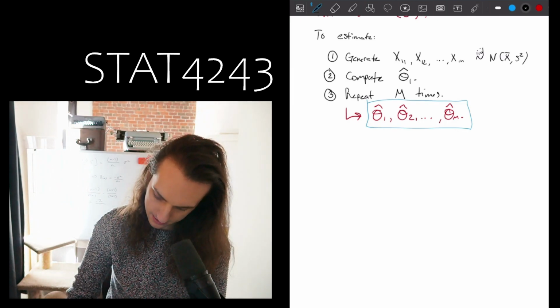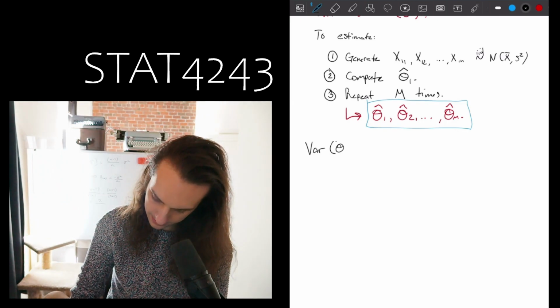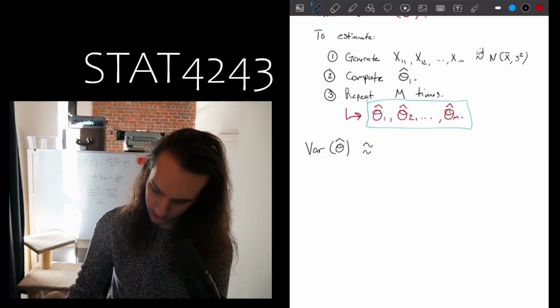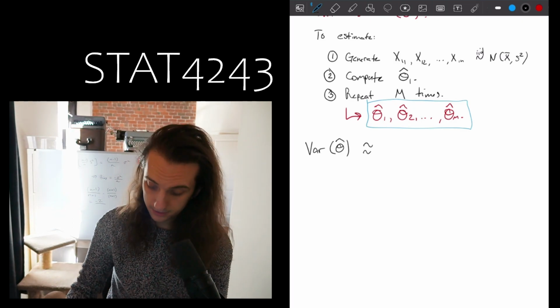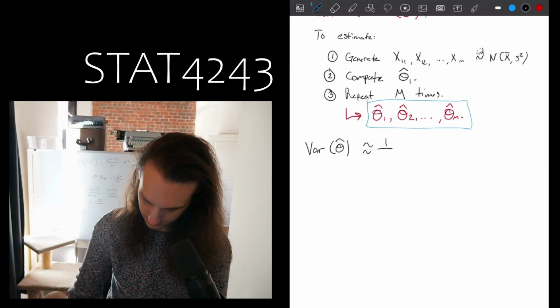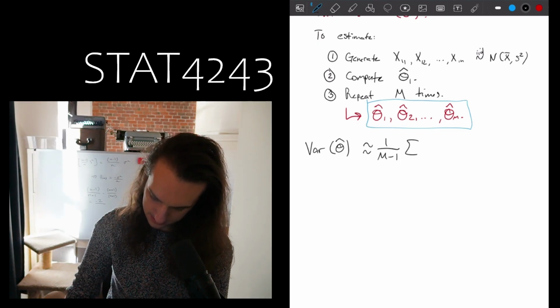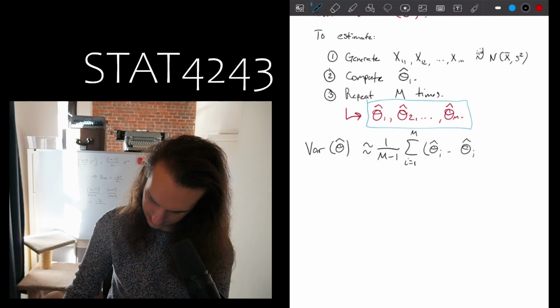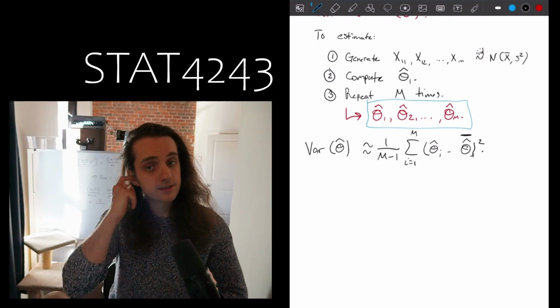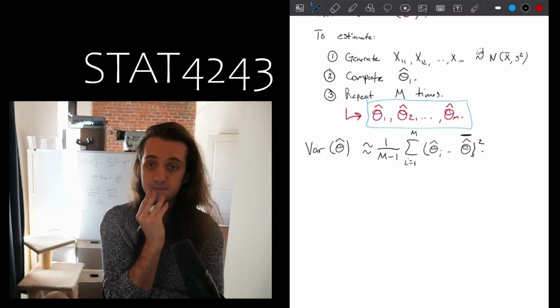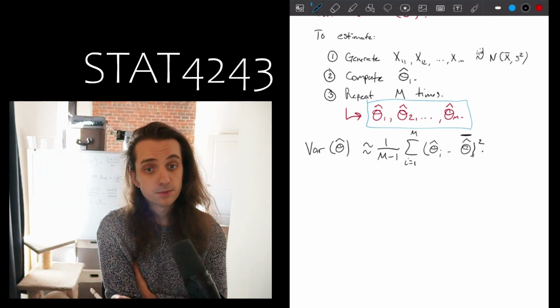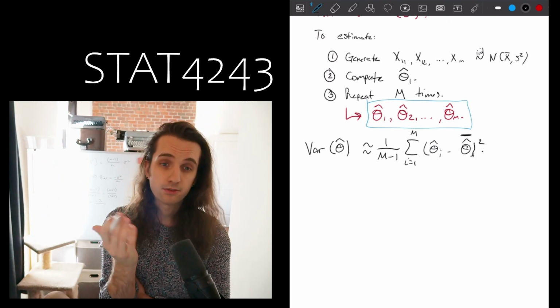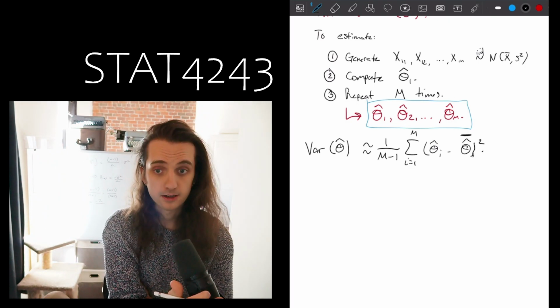And then we could say that the variance of theta hat should be approximately equal to the sample variance of these different estimators. So that would be something like 1 over m minus 1, the sum from i equals 1 to m of theta hat i minus theta hat bar, squared. So the sample variance of this. And if you get the distribution correct, this result is going to hold through all of the arguments we were making about Monte Carlo estimation.